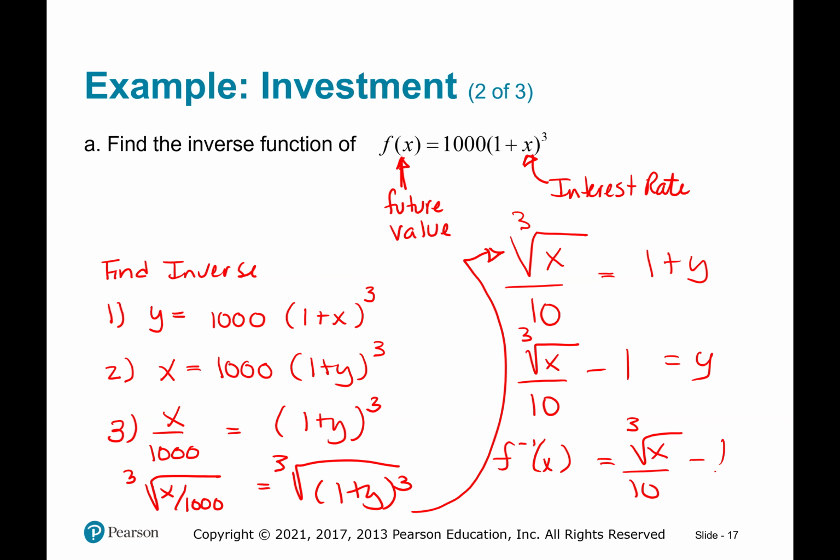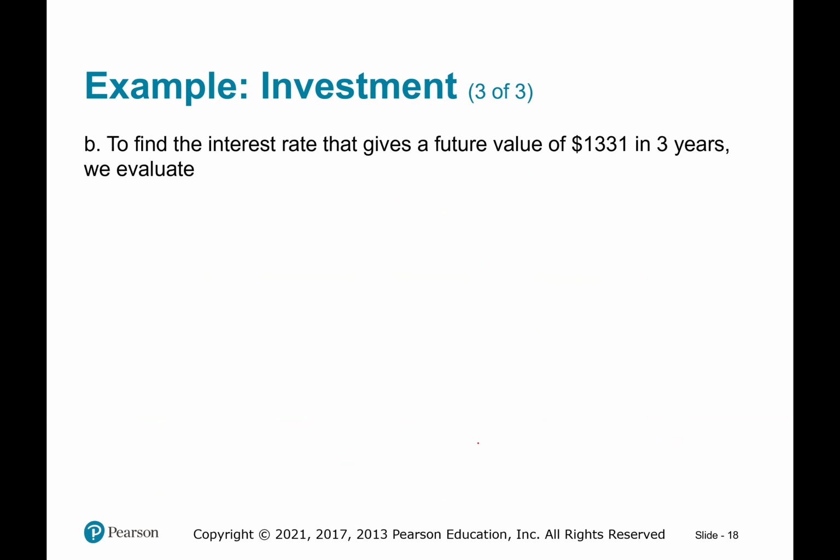But if I know what I need, for example, let's say in 3 years you're going to take a trip to Europe because you're going to graduate from college, woo! If I know how much money I need to take a trip to Europe, can I figure out what interest rate of a particular value that I need to invest? Sure. Find the interest rate that gives a future value of $1,331. So we're going to evaluate this inverse function at 1,331.